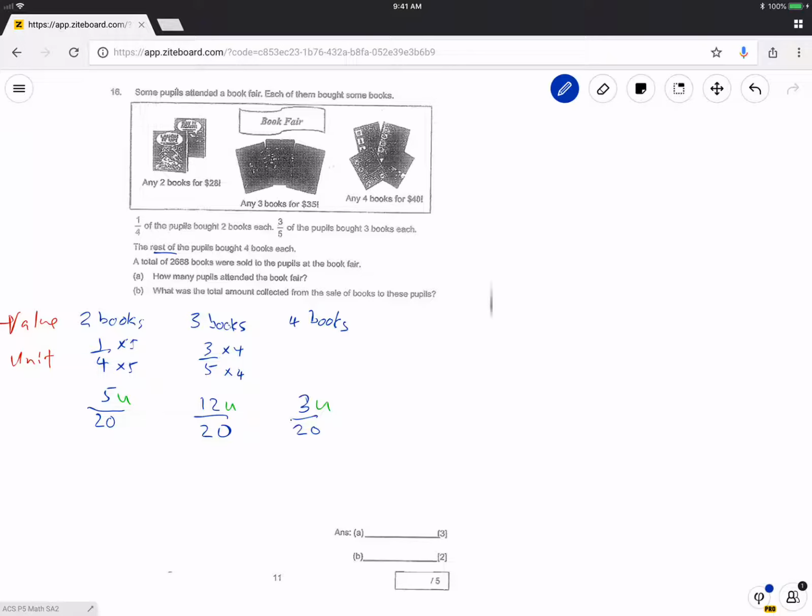Okay, next is the part where we have to find VU. VU means you take the value times units. So the first part is 2 books times 5, so we get 10 VU. Next, 3 books times 12, so that's 36 VU. And 4 books times 3, so that's 12 VU. Now what is the total number of VU? If you add them together, 10 plus 36 plus 12, that's 58. So we have a total of 58 VU.